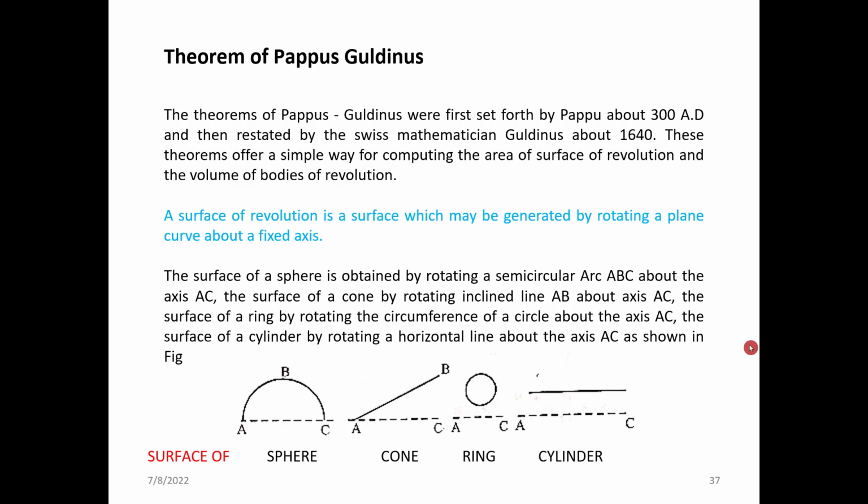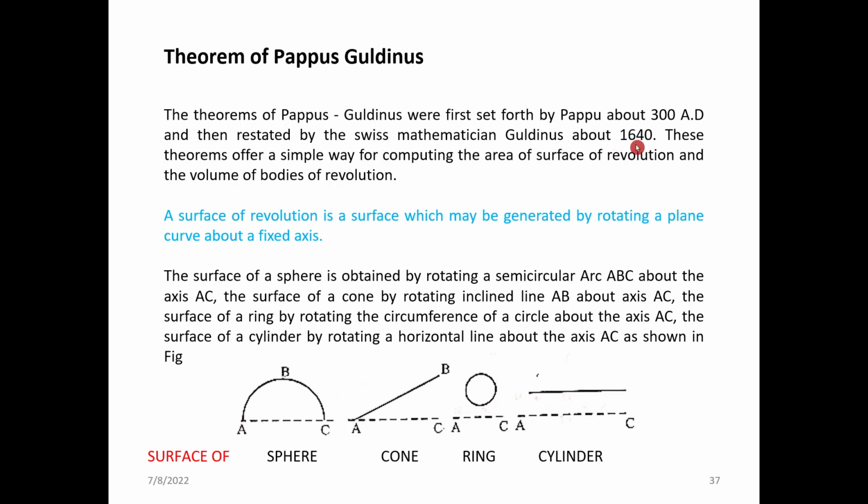In this third video of module 3, we will first learn the theorem of Pappus Guldinus. There are actually two theorems by Pappus Guldinus. One is for finding the surface area and the next one for finding the volume. Some basic theory: the theorems of Pappus Guldinus were first put forward by 300 AD, proposed initially by Pappus, and then restated by a Swiss mathematician, Guldinus, by 1640.